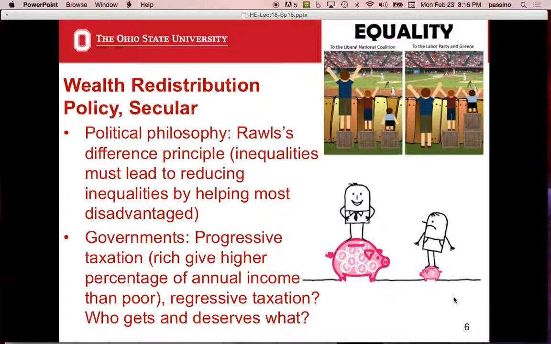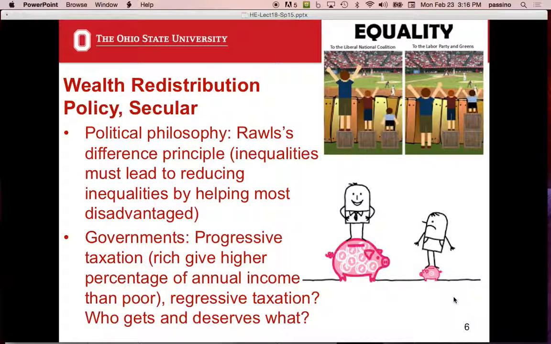And then the secular case, Rawls's difference principle is really central to what we were just discussing. Remember, he said the only inequalities that are allowed are those that are advantageous to the least disadvantaged. Okay, so that's very much about reducing the difference.